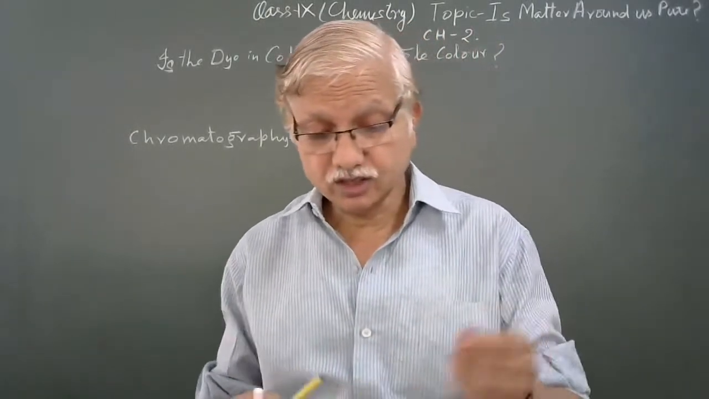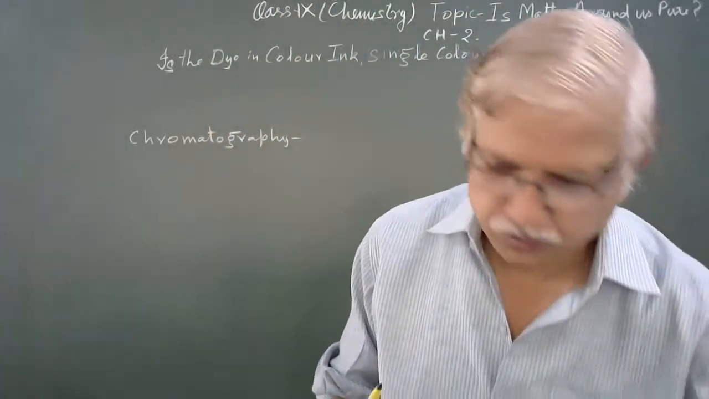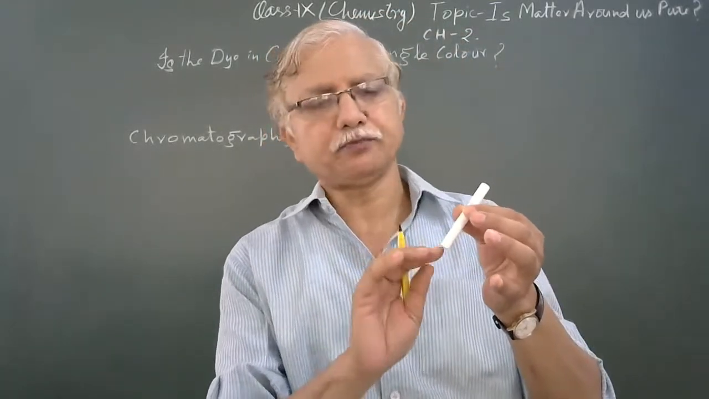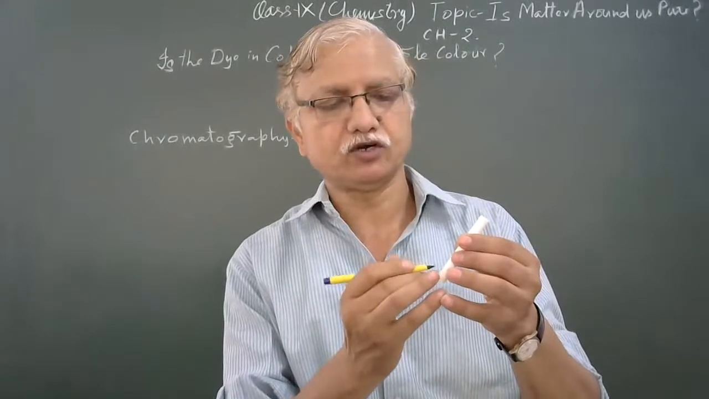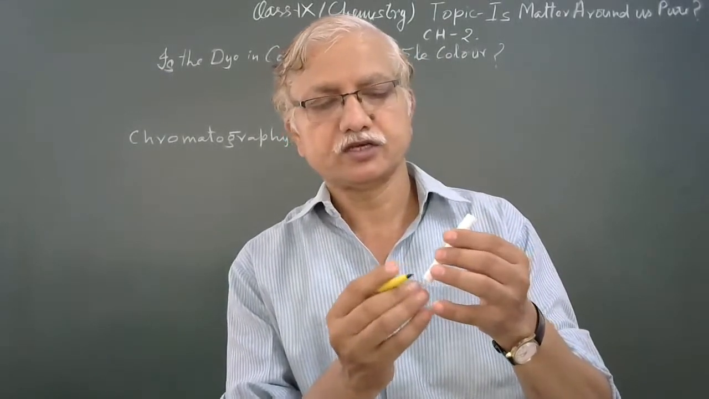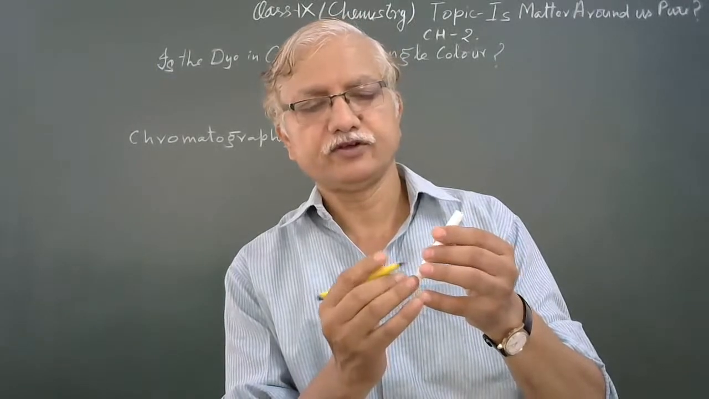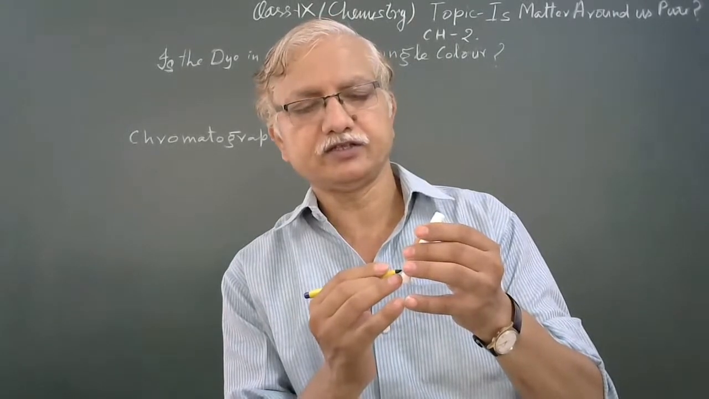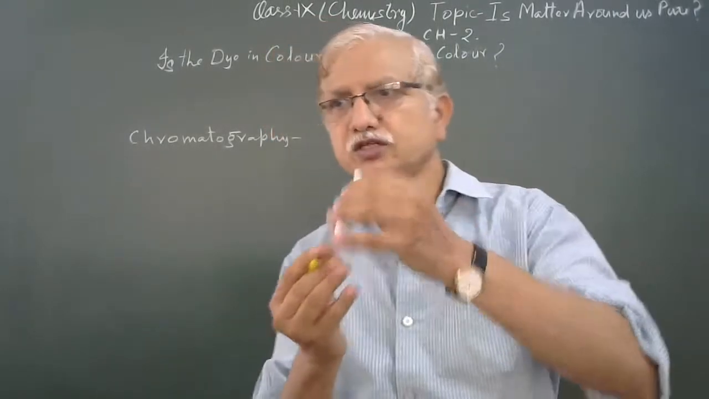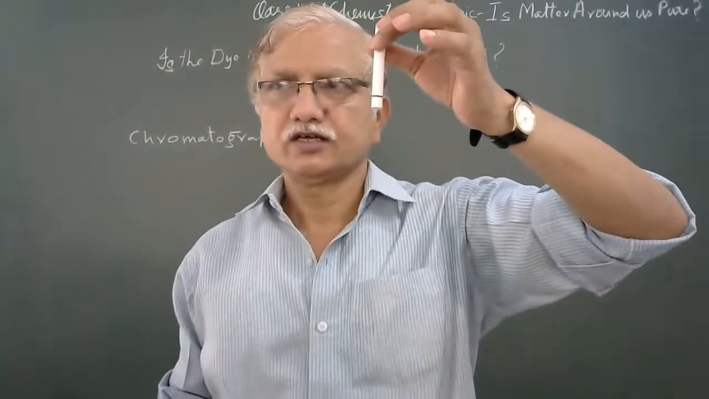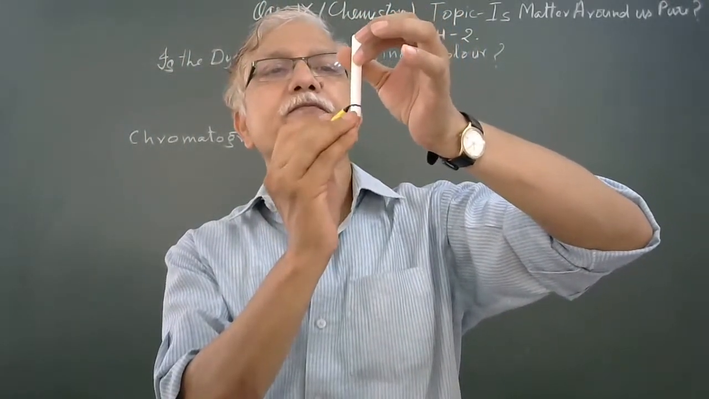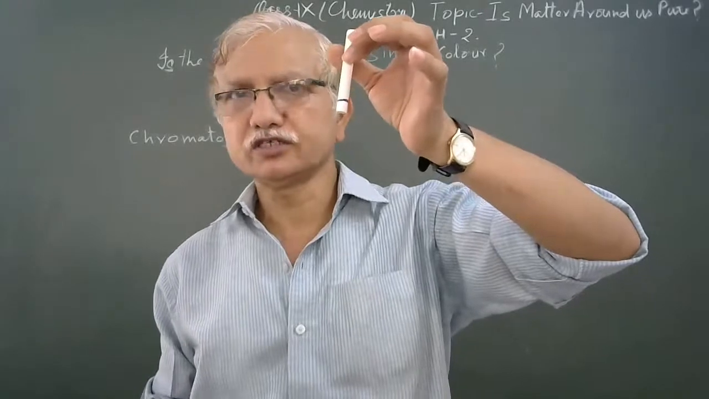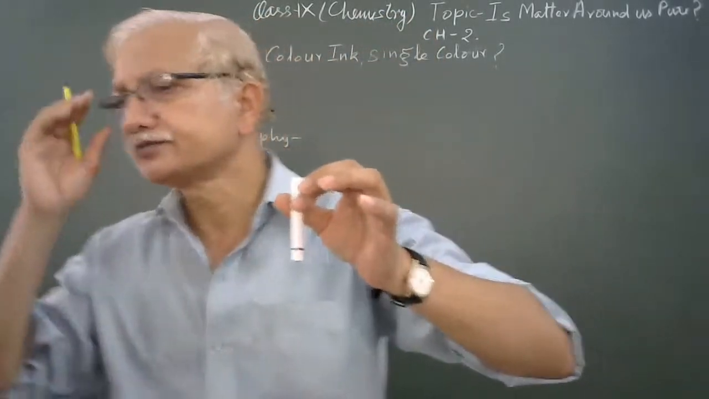Correct? So now I will show you, if you take a chalk piece and approximately 1 centimeter above the bottom, you put a line of purple color. I am drawing the line of purple color on this chalk. You can observe this purple color line on the chalk, visible, correct?